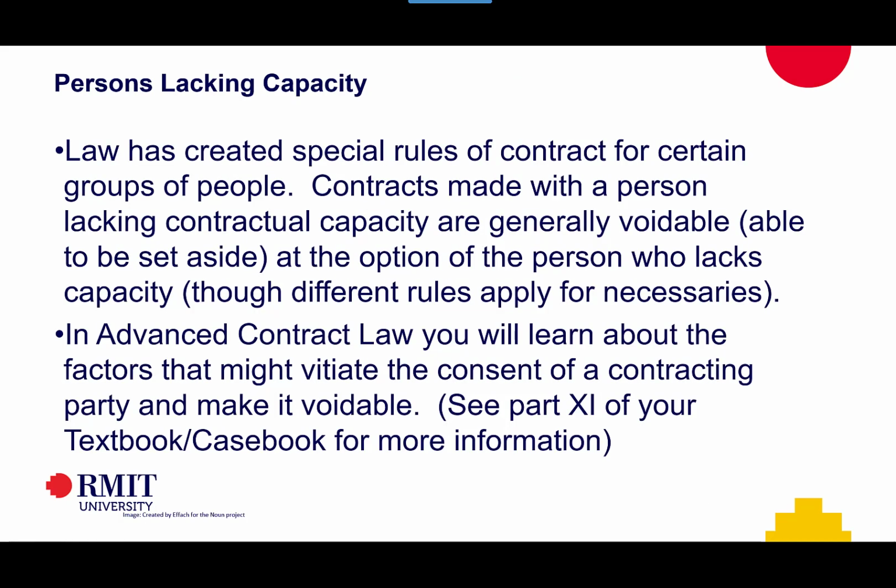So the law has created some special rules for people who lack capacity. A contract with a person who lacks contractual capacity is generally voidable. In other words, it can be set aside by the person or the agent of the person who lacks capacity. There are different rules depending on what the circumstances are.